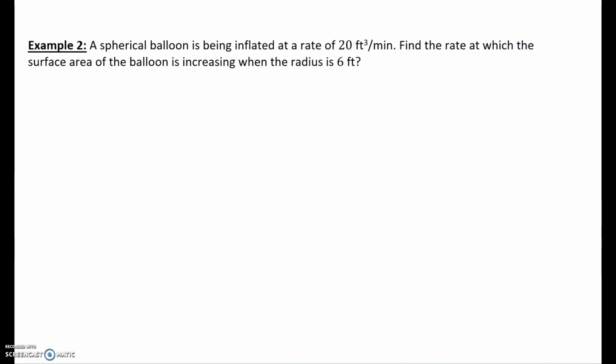What we've got initially is a little bit unclear, because it says a spherical balloon is being inflated at a rate of 20 cubic feet per minute. Well, what quantity is that? It doesn't tell us whether it's the radius or what it is. Well, the clue here is the cubic feet. When you see cubic units of length, and a foot is a length, cubic units almost always indicate that we're talking about volume. So let V be the volume of the balloon.